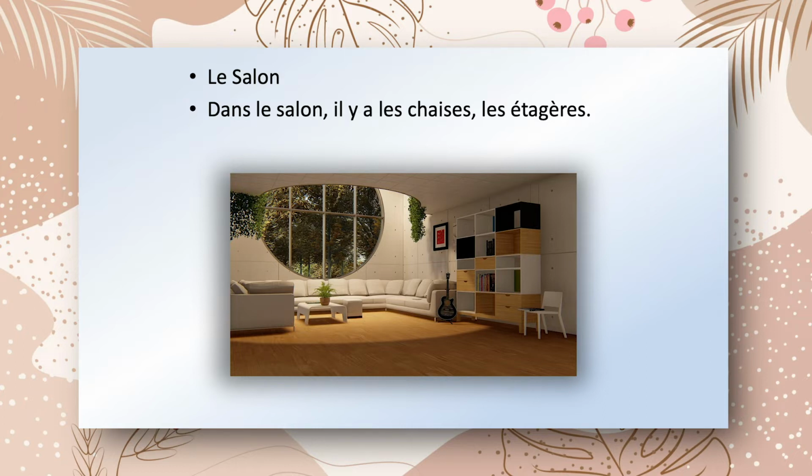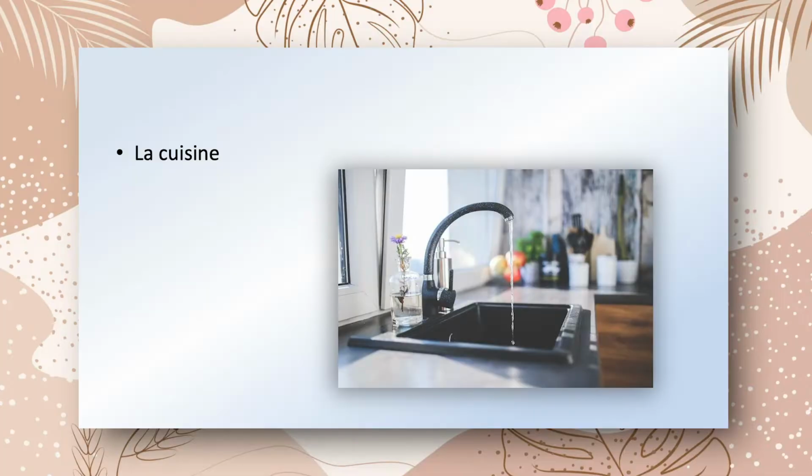Le salon. So, in an apartment or in a house, you have the drawing room. Le salon. Dans le salon, il y a des chaises, des étagères. In the drawing room, there are chairs, there are bookshelves. So, we can also say that il y a les canapés, les chaises, une petite table. So, there are multiple objects kept in the drawing room, le salon. So, le salon is the drawing room.